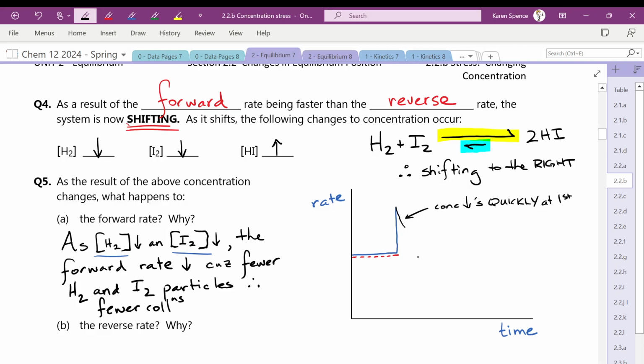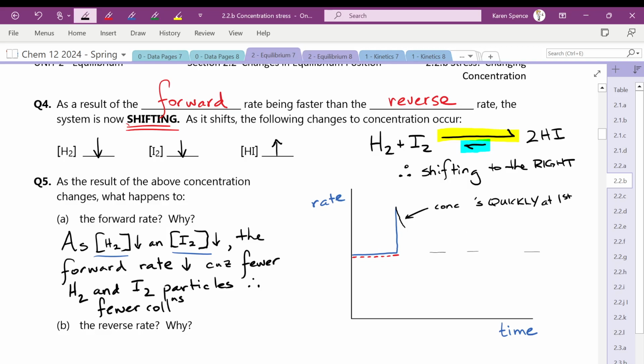And it has to end up above the original line. So I'm just going to draw that line there, and I'm just going to make sure that I end up with my concentration. Oh, no, I'm a dummy. This is not concentration. This is rate. Oh, Lordy. I'm so sorry.